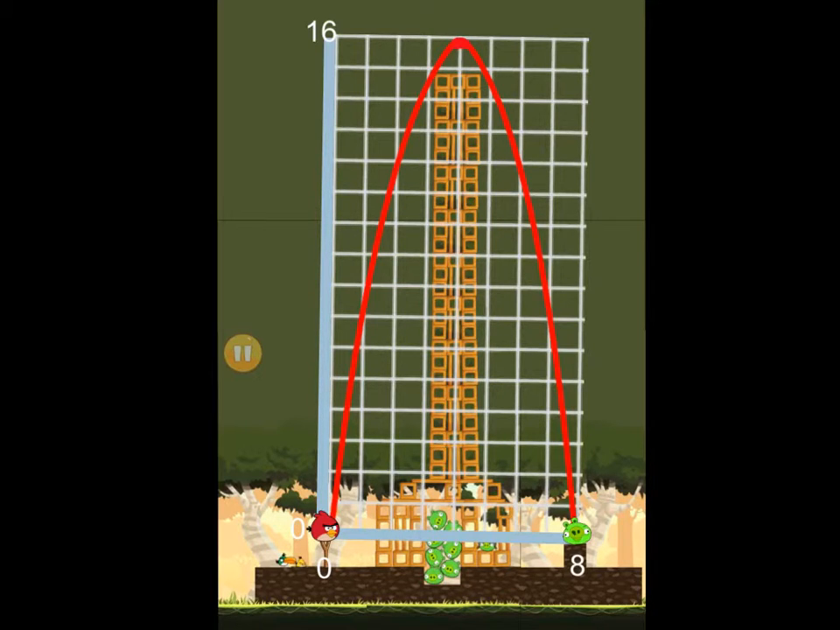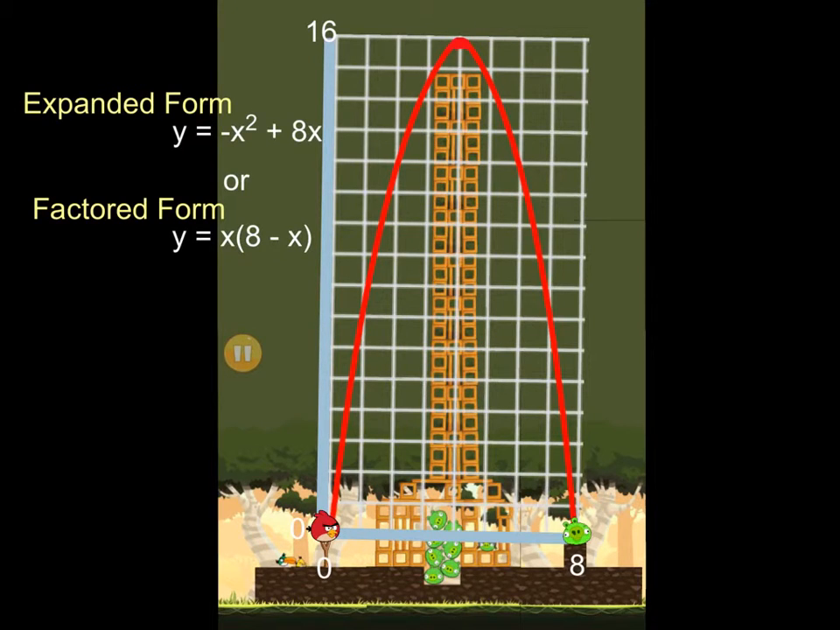So my x-intercepts here are (0, 0) and (8, 0). And I'm going to need to get up to a maximum point at my vertex here at (4, 16). Alright, I think these equations here, either one will give me the correct parabola path to destroy that pig. Both of these equations are equivalent. They're just in different forms. The first one is considered expanded or standard form, and the second one is considered the factored form.